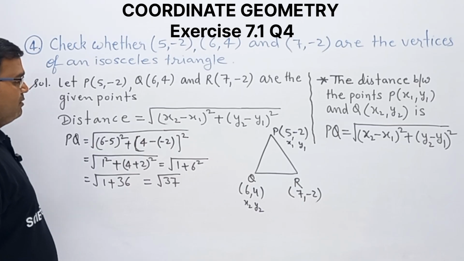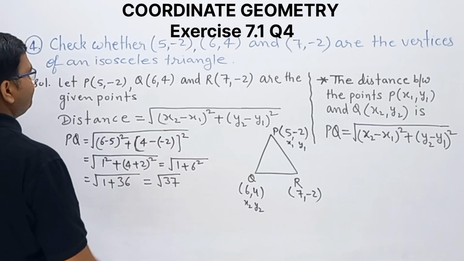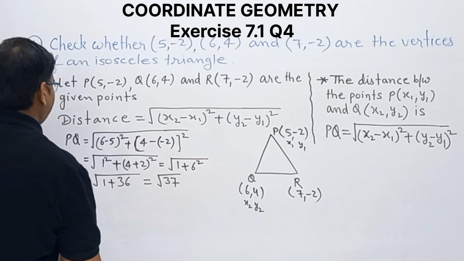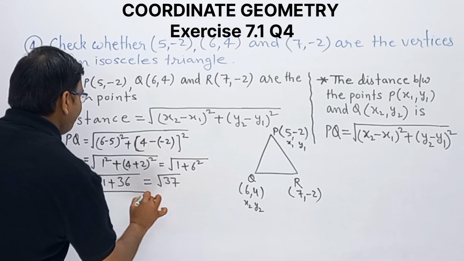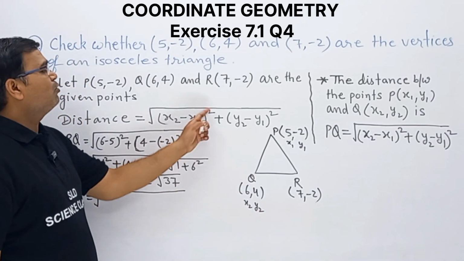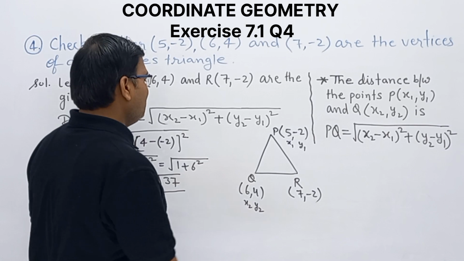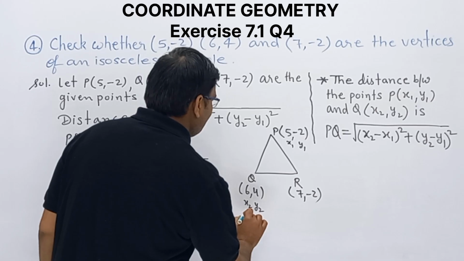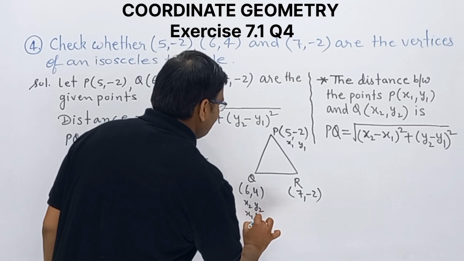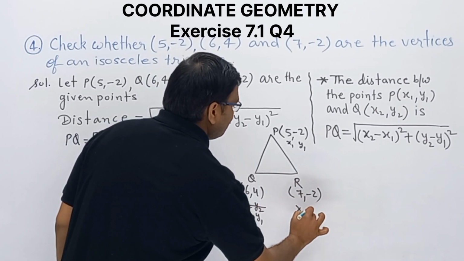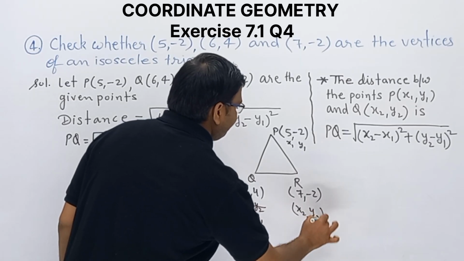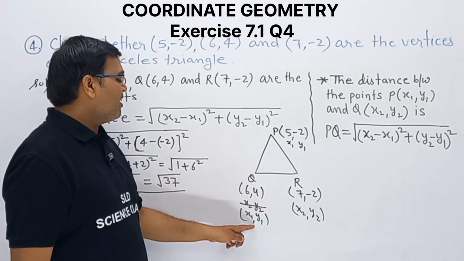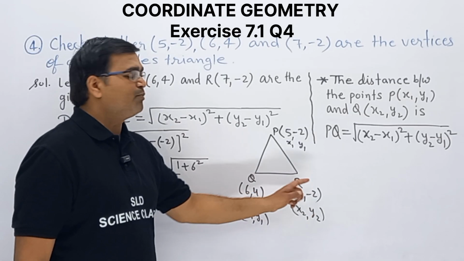Clear? Now another side we are taking, QR. What about QR? Again we will use the same formula. Square root of (x2 minus x1) whole square plus (y2 minus y1) whole square. Now for QR, Q I am taking as (x1, y1) and this one is (x2, y2). Clear? Then use this formula and put in the values. x1 is 6, y1 is 4, x2 is 7, y2 is -2.